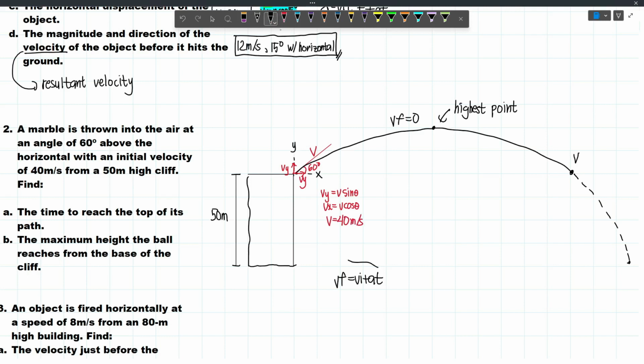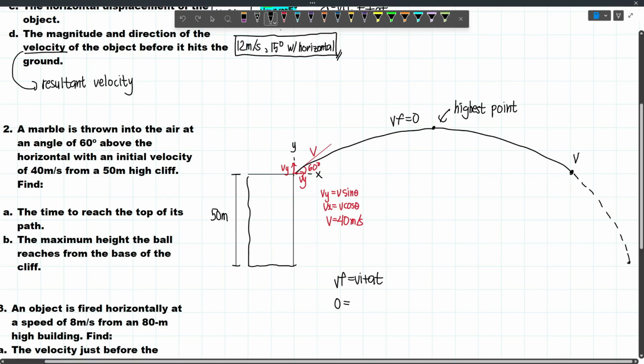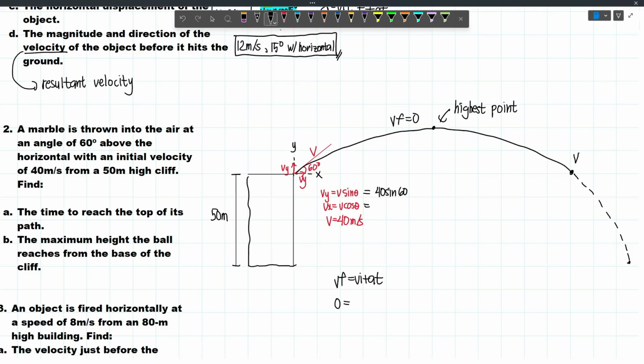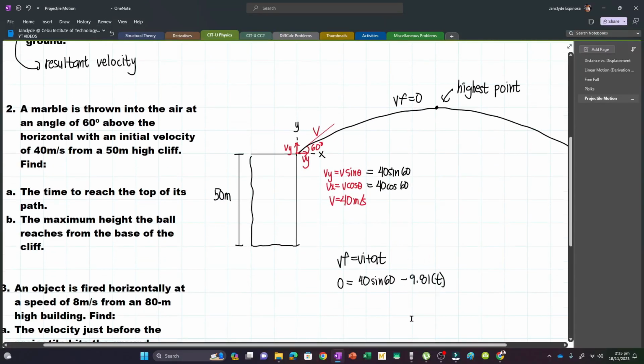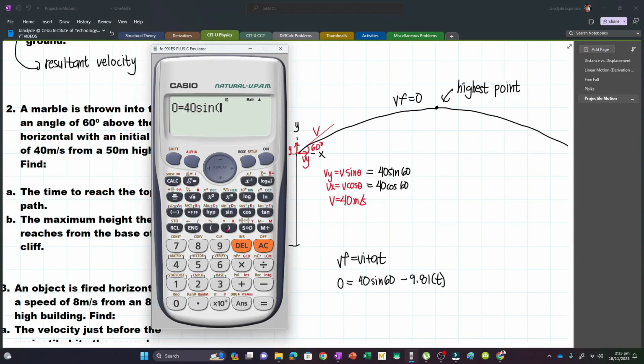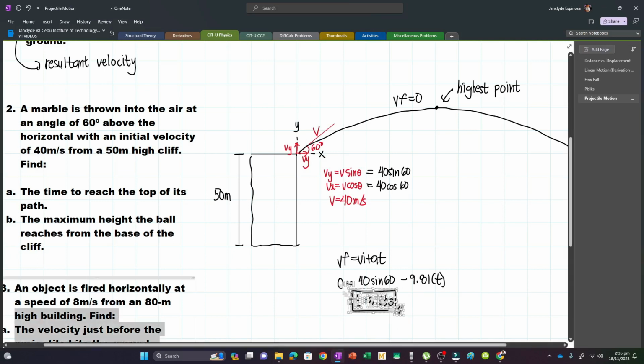And so to solve for the time to reach the highest point, we use this. Vf is equal to 0, and our Vi is the Vy, V sin theta, which equals 40 sin 60, and not 40 cos 60. So we replace Vy with 40 sin 60. And at this point gravity opposes the motion because it is still going up. So minus 9.81 times time. Let's solve for t. 0 equals 40 sin 60 minus 9.81 times time. And so t is 3.53 seconds. So that is our answer for number 1.